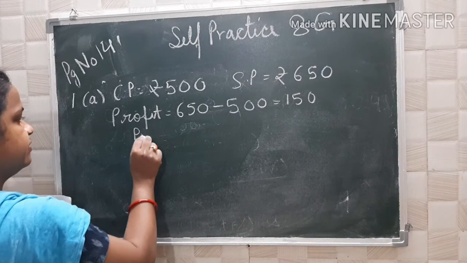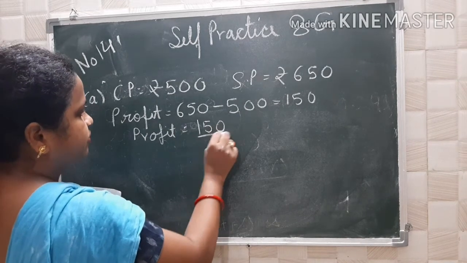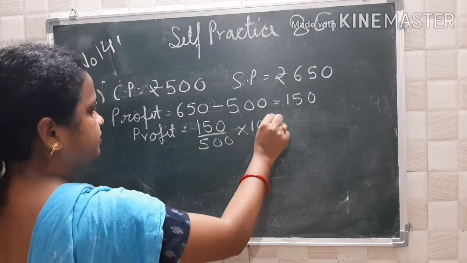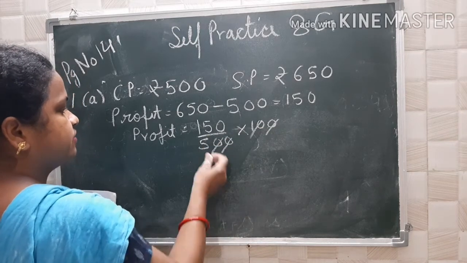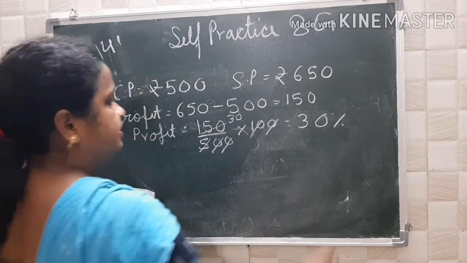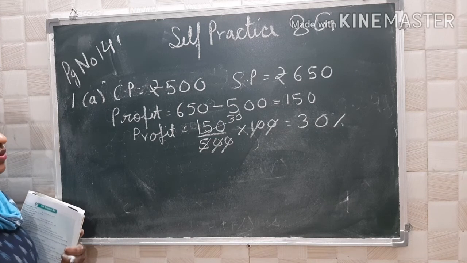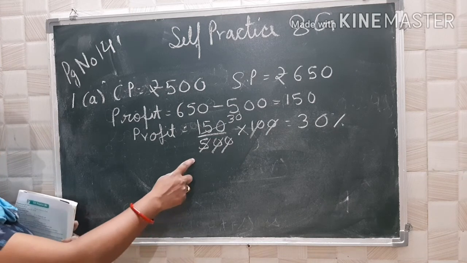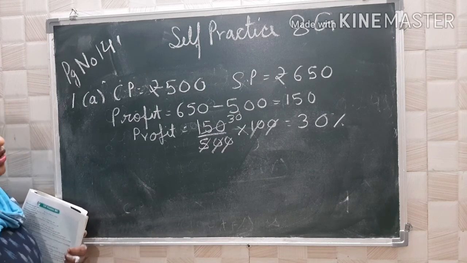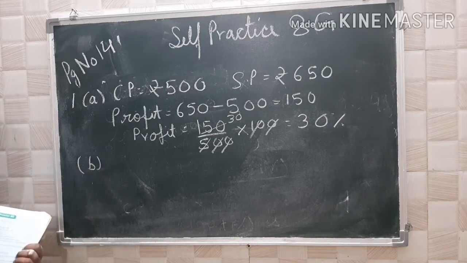The profit percent will be 150 upon 500 into 100. 0 0 cancel out, 0 0 cancel out. 5 3s are 15, and 0, which is equal to 30%. So what percent of profit is there? 30%. Once more, profit upon CP into 100, 150 upon 500 into 100, 0 0 cancel out, 5 3s are 15 and 0, 30%.